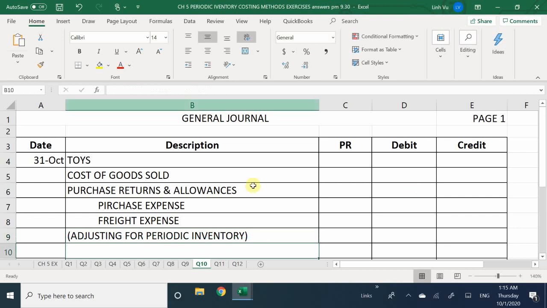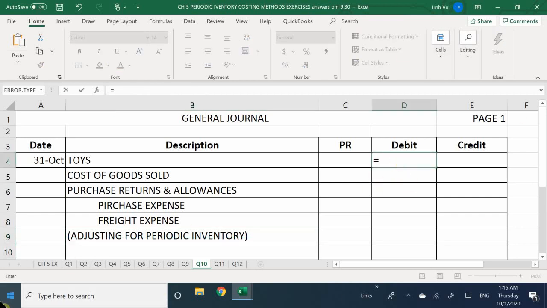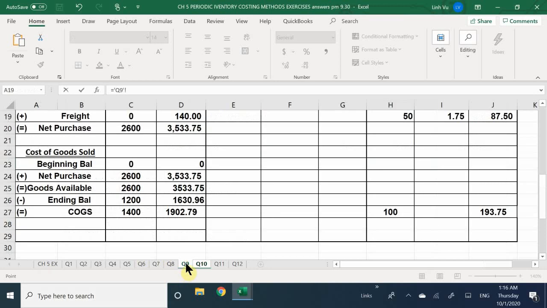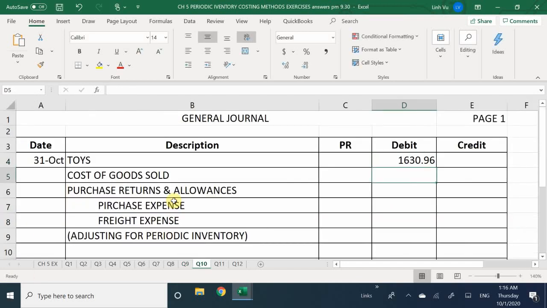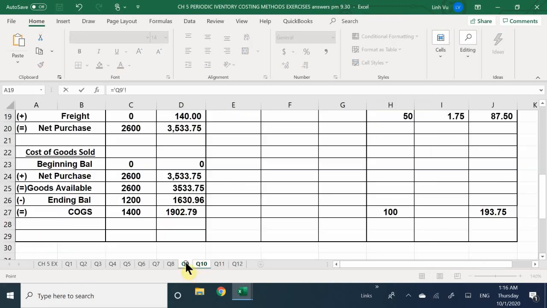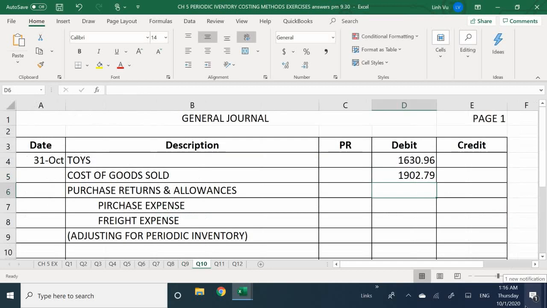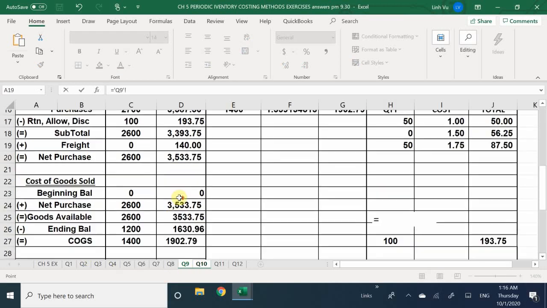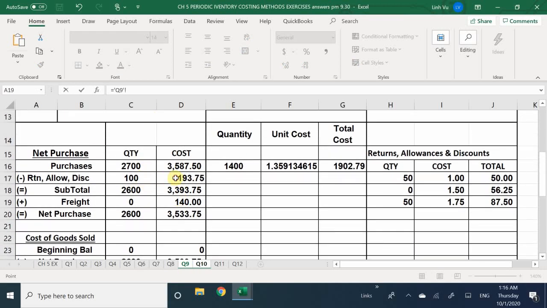Okay. So again, we know that we've calculated our ending inventory because we're transferring in the total of 2,600 items, but realistically we only have 1,200 items left. Okay. And then next is we did calculate how many items we actually sold. In this case, we know that we sold 1,400, okay, which costs us that much.